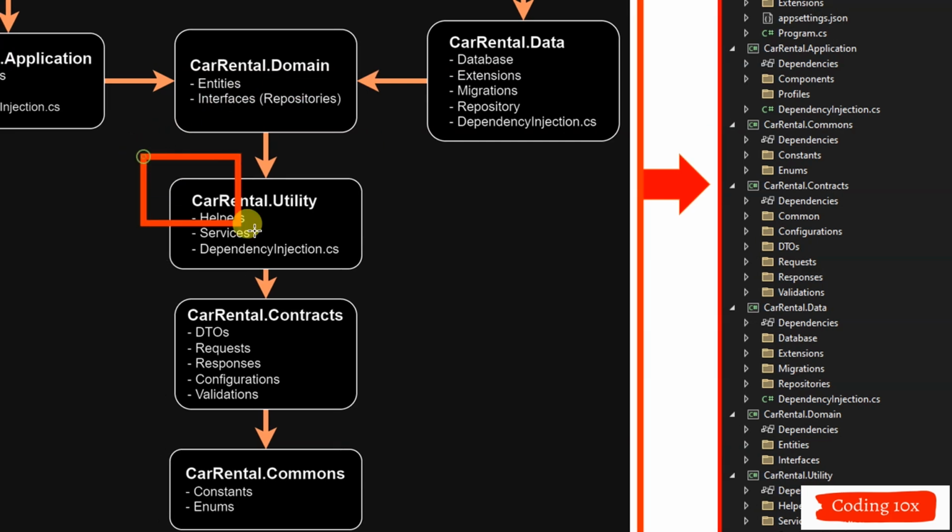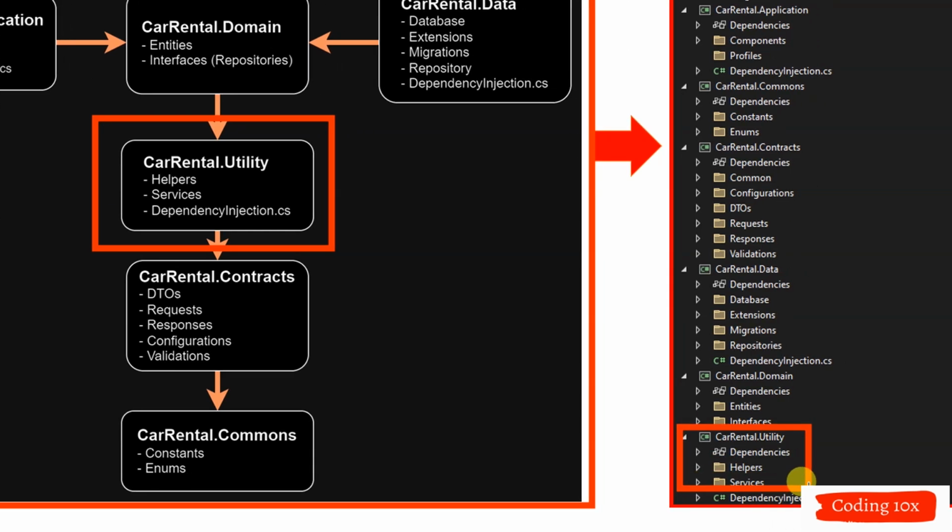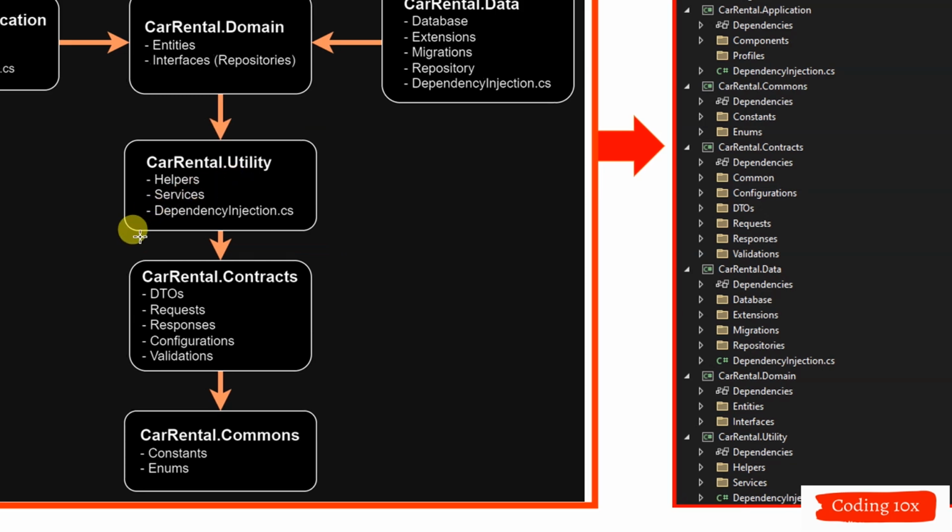Descending further to the utility layer, this layer houses helper methods and internal or external services. It also provides utility functions that can be shared across different layers. It has a project dependency on the contracts layer.